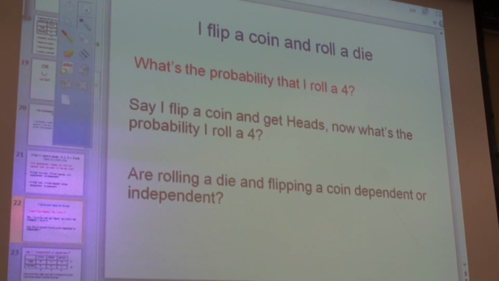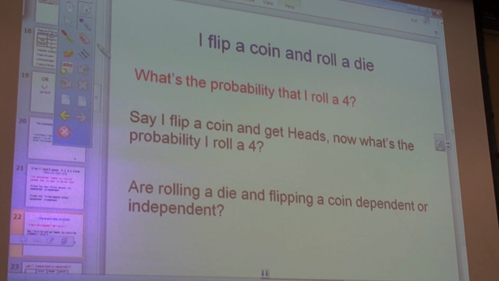All right, so I flip a coin and roll a die. So here's a die. What's the probability I roll a 4? 1/6. Write it down. Everyone write it down. Or no, you don't have to write it down. Okay, I'll write it down. How's it sound? Probability of rolling a 4 is 1/6.